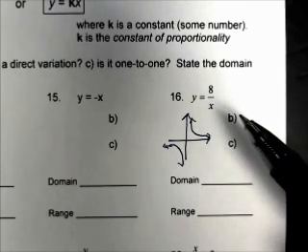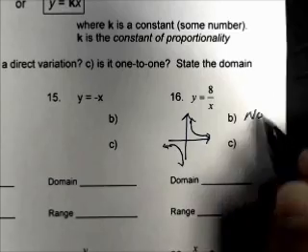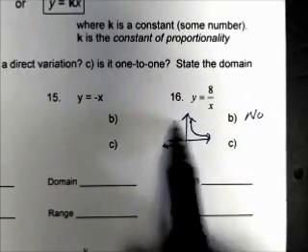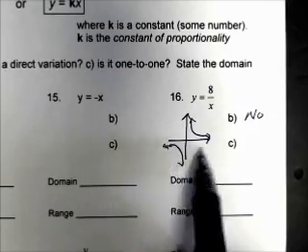Is it a direct variation? No, it's not a straight line that passes through the origin. Is it one-to-one? Does it pass the horizontal line test? It does.